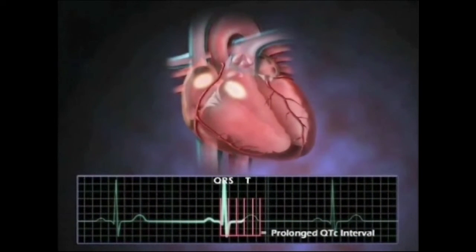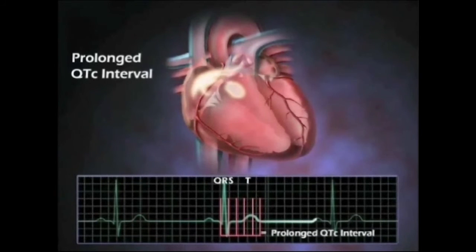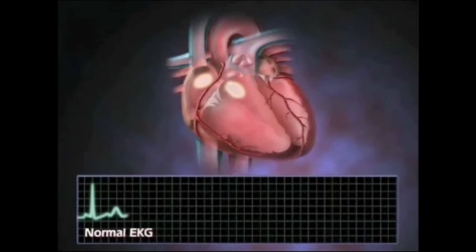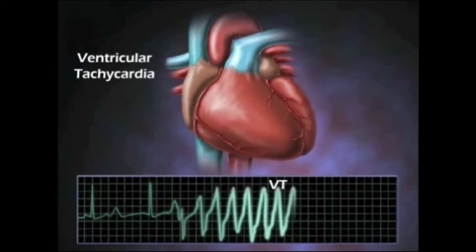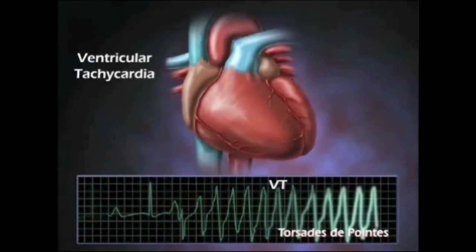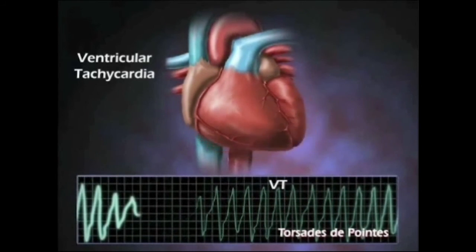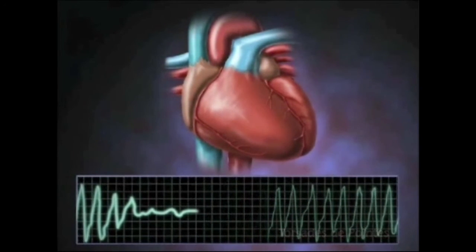Prolongation of the QTc interval can occur with genetic abnormalities, certain medications, and metabolic derangements. The significance of a prolonged QTc interval is that it can lead to a life-threatening cardiac arrhythmia called ventricular tachycardia, or more specifically, torsade de pointes.